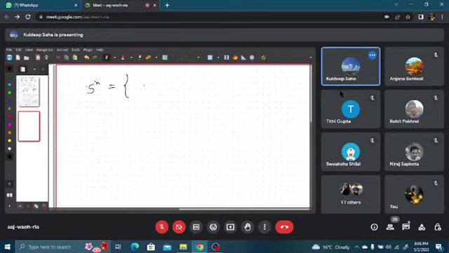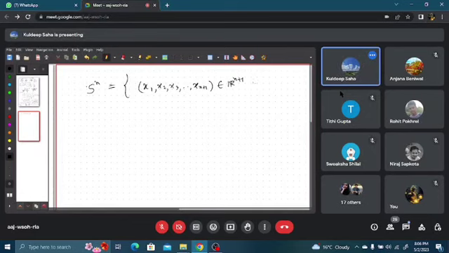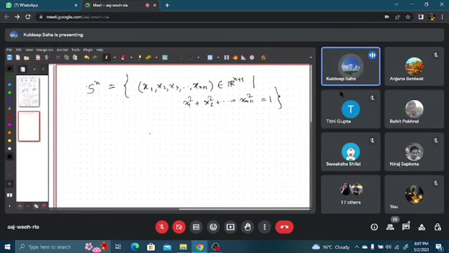Okay. So Sn is the collection of all elements in R^(n+1) such that x1 squared plus x2 squared and so on up to x_(n+1) squared is equal to 1. Okay. We call this the standard n-dimensional sphere.